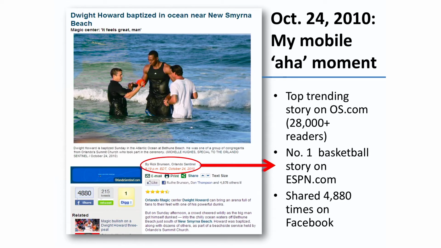The executive producer was asking if they could link to it, if they could use the photo for their SportsCenter broadcast, and I'm like, absolutely. And from there, the story took off. It was the top trending story on the Sentinel's website that night. It was the number one basketball story on ESPN.com. It was shared almost 5,000 times on Facebook.